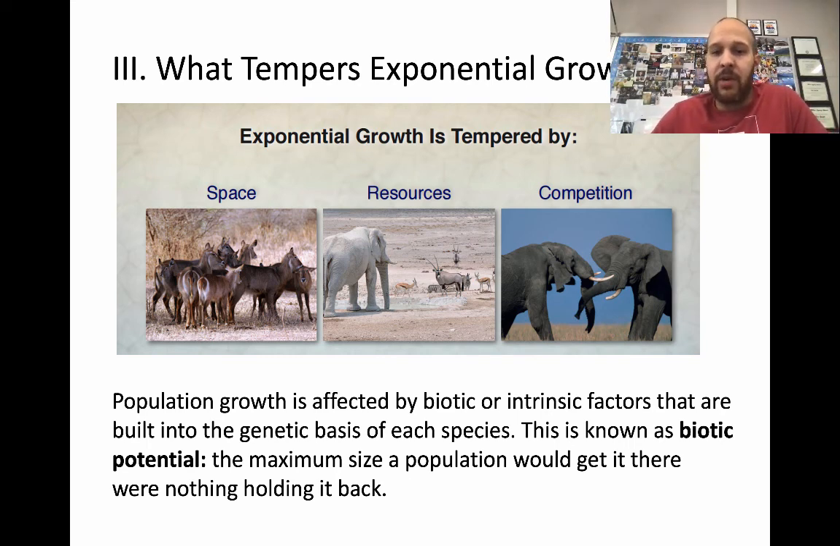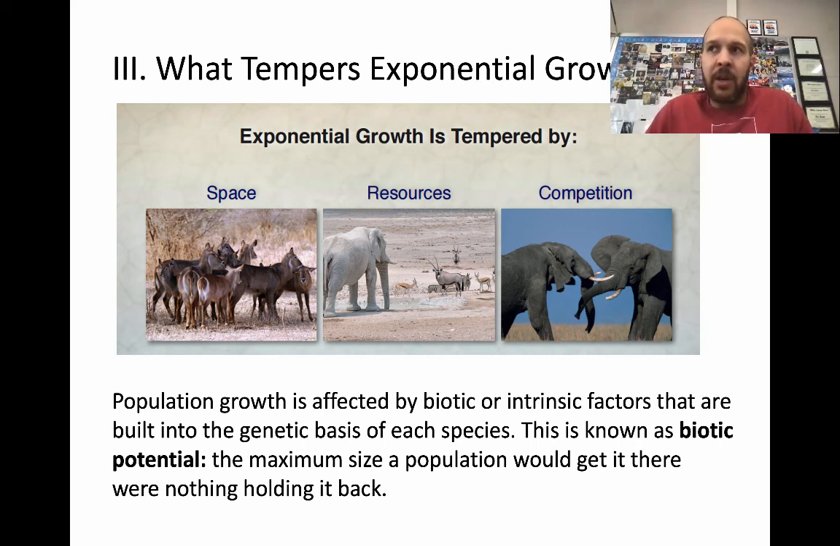First of all, you have what is called the biotic potential. So the biotic potential is where would this population grow to if there were nothing limiting it. Now, this is a hypothetical situation because we do have limitations like space and resources, and there's competition for food and mates and stuff like that.